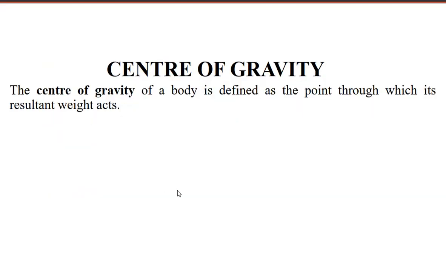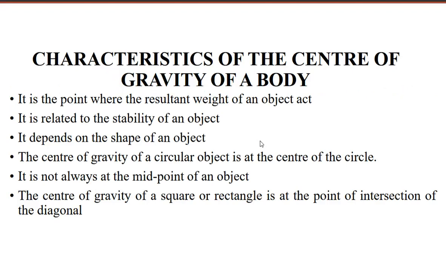Now let's look at the center of gravity. The center of gravity of a body is defined as the point through which its resultant weight acts. That is, where the resultant weight of a body acts is what we call the center of gravity. The first characteristic of the center of gravity of a body is that it is the point where the resultant weight of an object acts.